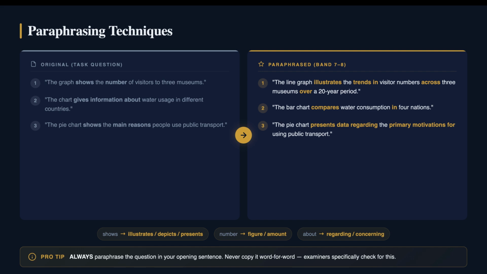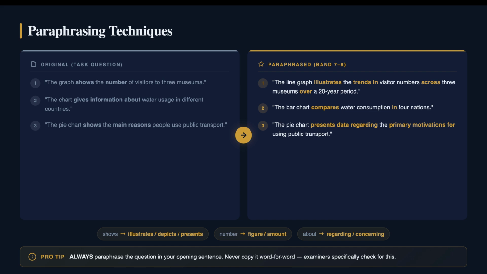Right, let's have a look at number 2. The chart gives information about water usage in different countries. So these original tasks use the word gives and then information about. And then when the candidate in band 7 and 8 paraphrases, it says the bar chart compares water consumption in four nations. So gives is being replaced by compares water consumption in four nations, right?